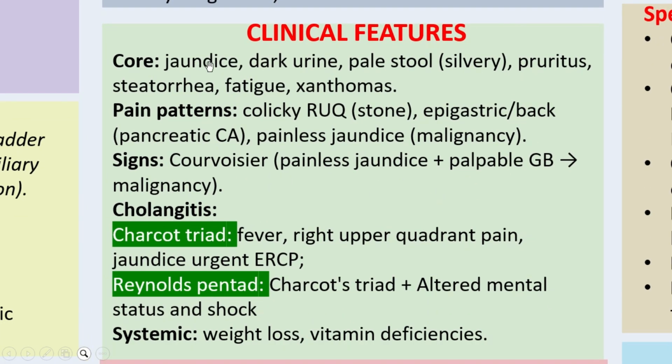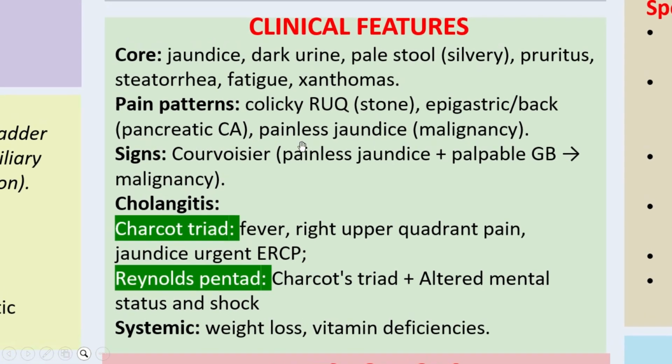So when you look at the clinical features, mostly we are going to have jaundice, dark urine, pale stool, pruritus, steatorrhea, fatigue, and xanthomas. And then the xanthomas are going to come because of hypercholesterolemia, because along with bile acid, cholesterol is excreted, and now we are not excreting it, so it's going to accumulate, and then we have the xanthomas appearing in the skin.